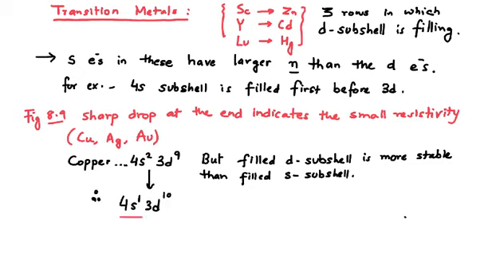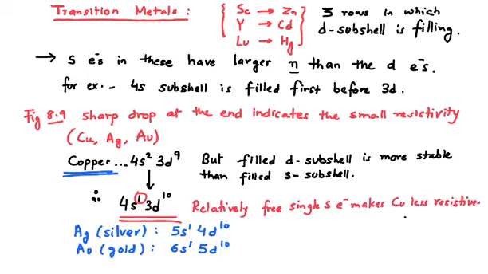Thus we get copper will show this kind of electronic distribution, and we see that there is only one electron in the s subshell, which is relatively free and easy to take out. So a relatively free single s electron makes copper highly conducting, or less resistive.